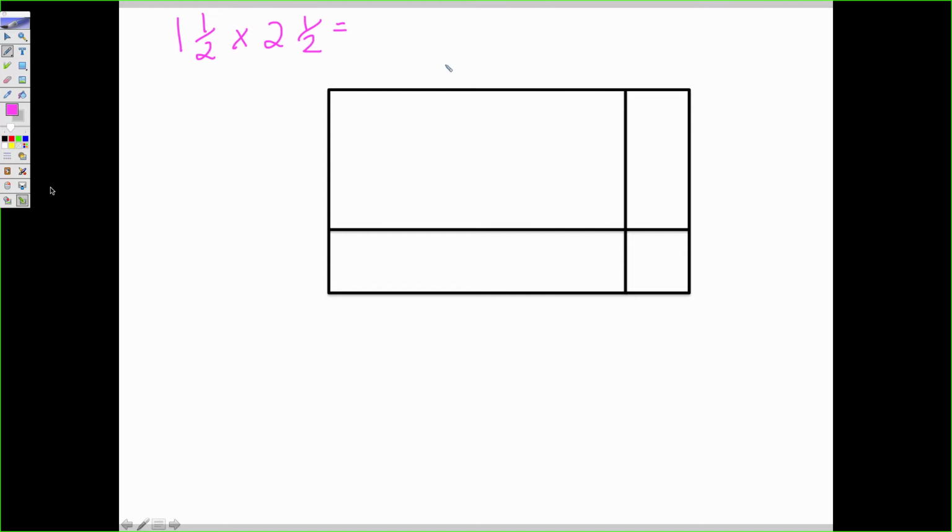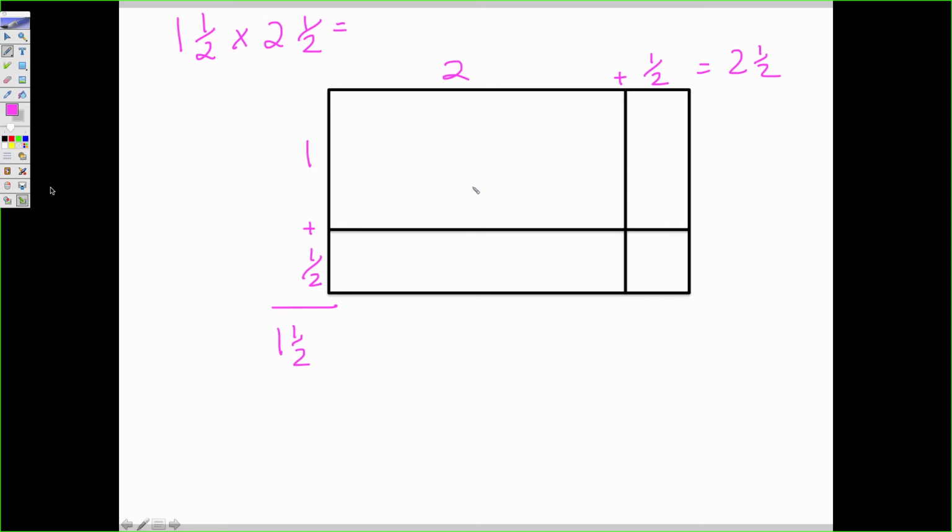So if I put the 2 here, and it's not perfectly to scale, here's my length is 2, and here's the 1/2, so this is 2.5. And then the height, this would be 1. And then here's my 1/2 over here. So this height in total would be 1.5. So when we find the area of the entire rectangle, we will have multiplied 1.5 times 2.5.